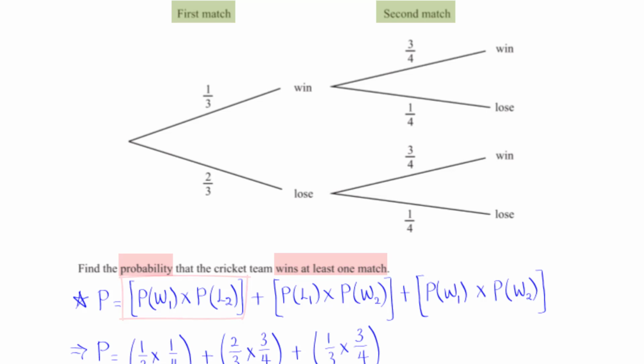So the first case is that the cricket team wins the first match and loses the second match, or they lose the first match and win the second match, or they win the first match and win the second match.